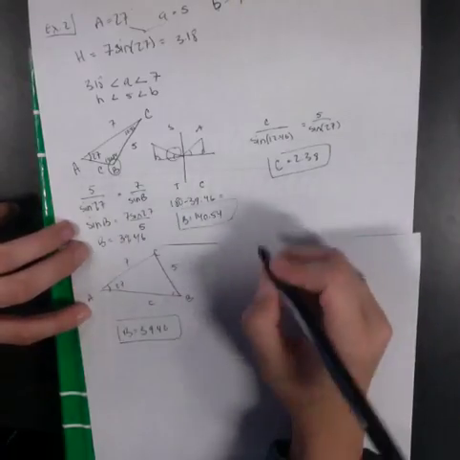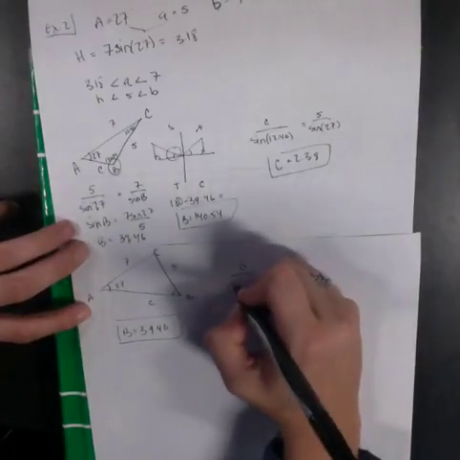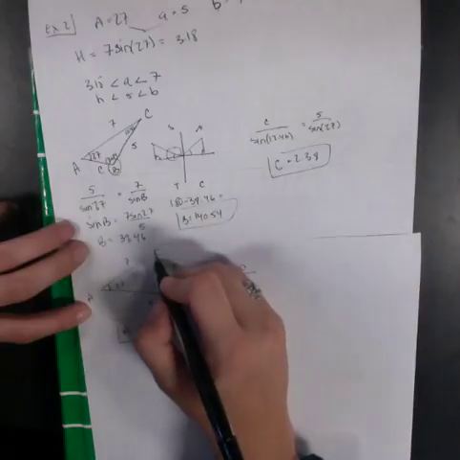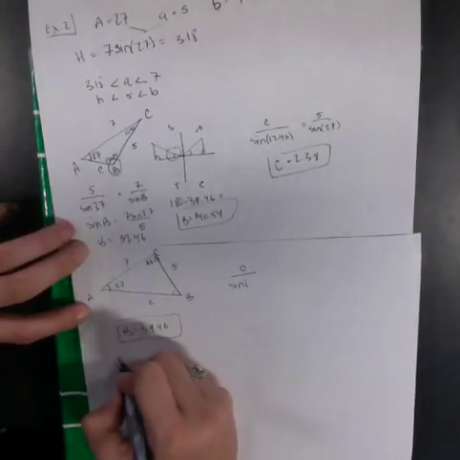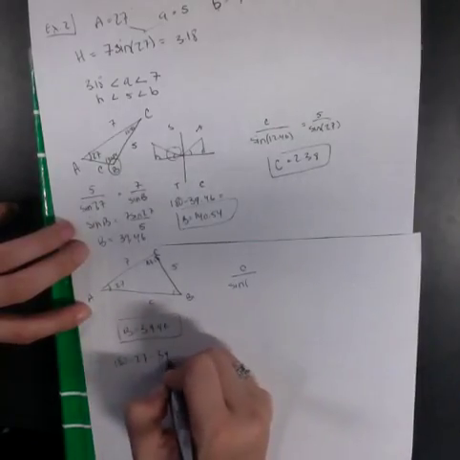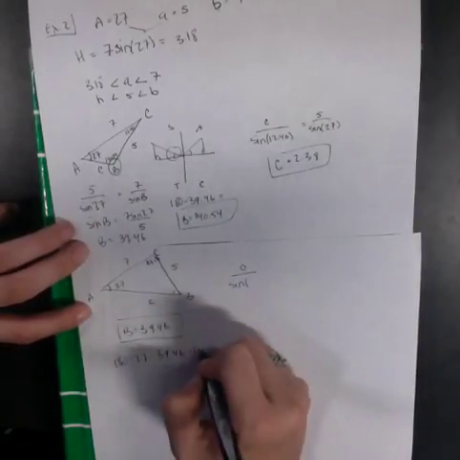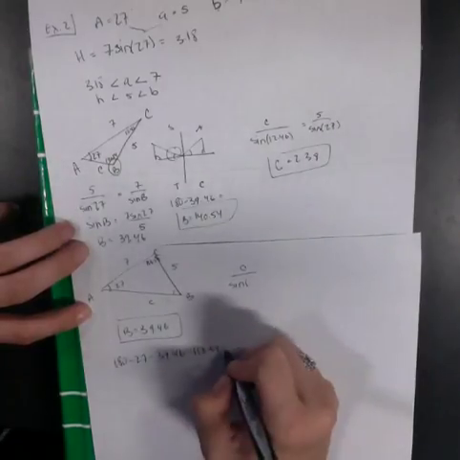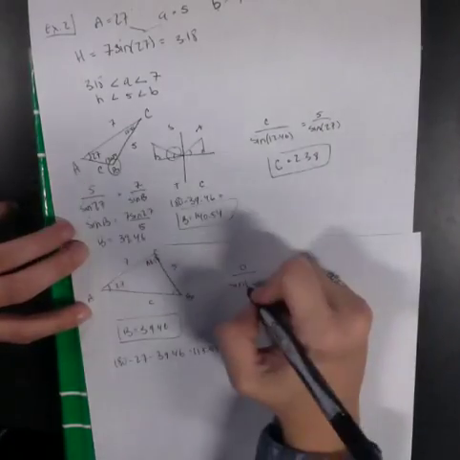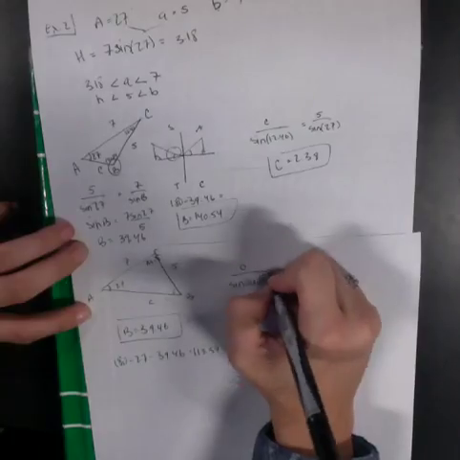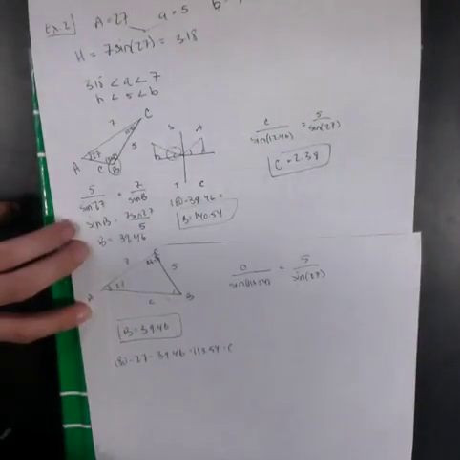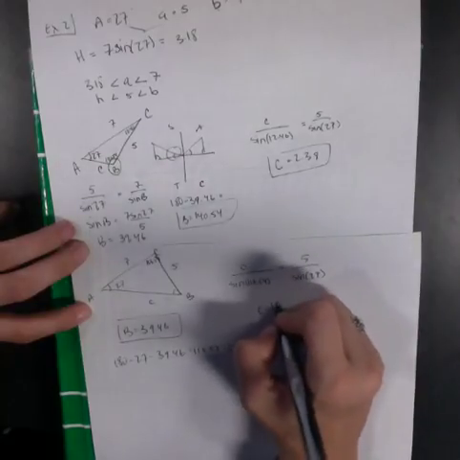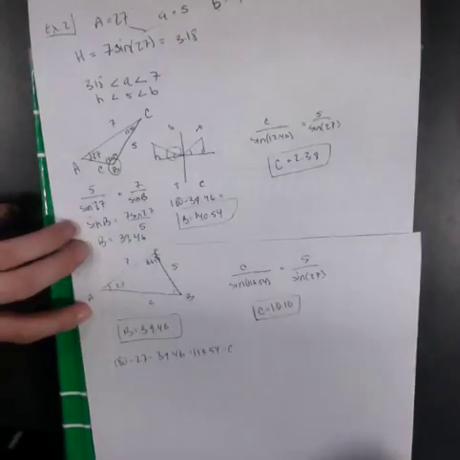Then I solve for c in the same way. c is 113.54. If you don't see how I got that, I did 180 minus 27 minus 39.46. That gave me the 113.54, which is angle c. Then c over the sine of 113.54 equals 5 over the sine of 27. And I get that the side c is 10.10.